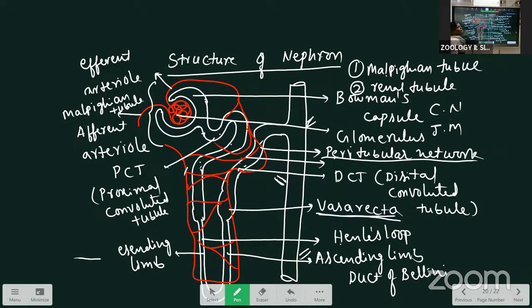The major part of the nephrons belongs to cortical nephrons, in the cortex region only. Juxtamedullary nephrons have a large Henle's loop and a developed vasa recta. I think you understood all this. These three diagrams are important: one is the excretory system, second is the VS of kidney, and third is the structure of nephron. Write these three diagrams and learn the answer.